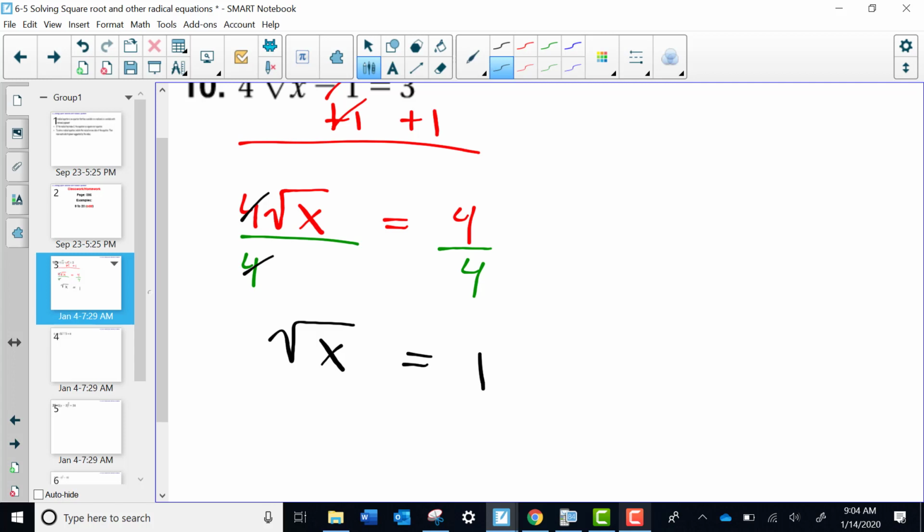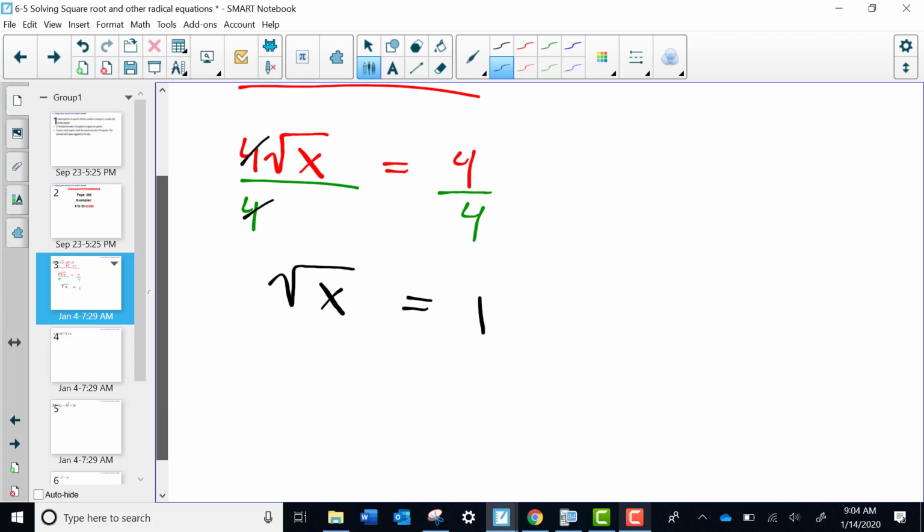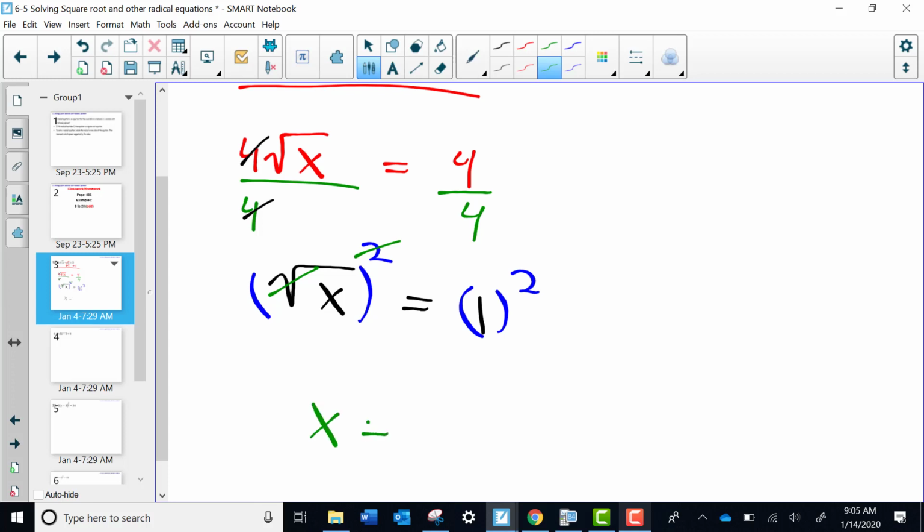Now that we have the radical symbol isolated, we must get rid of the radical symbol by doing what? Brenner, squaring it. So we'll square both sides. So we'll square this, and then we'll square that. Squaring it is how we get rid of the radical symbol. The only thing left now is x. 1 squared is 1. So x equals 1.